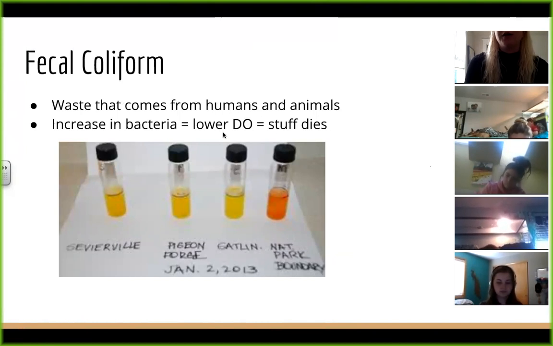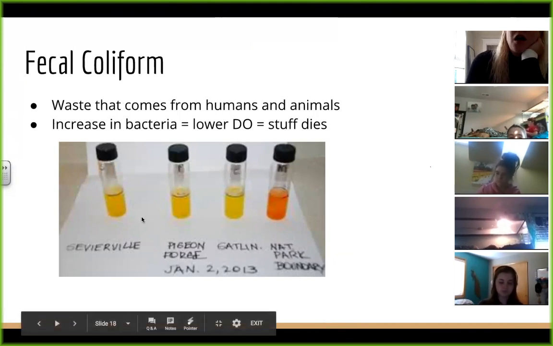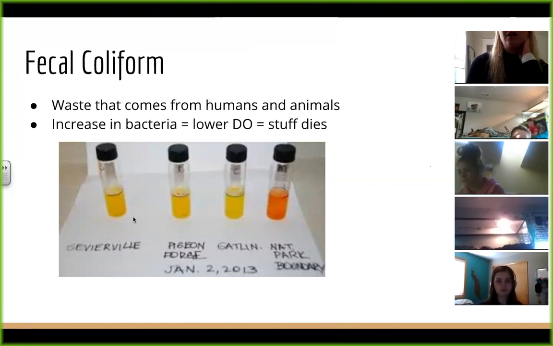All right, so if we have more bacteria, we already talked about this, right? We have lower dissolved oxygen, and then what happens? Stuff dies. So this test, this is what it's going to look like. It takes longer. It's not instant. It takes 3 days because the bacteria have to grow and produce a reaction. So when we see a red color like this, that's a positive result. That means that there is a pretty high amount of fecal coliform or bacteria from waste in that water.